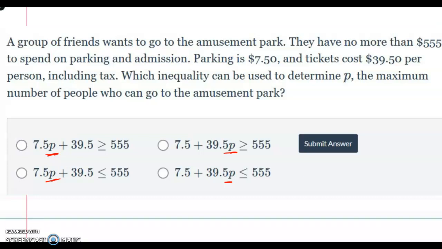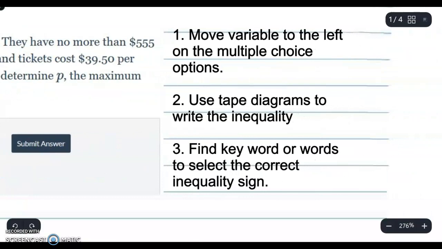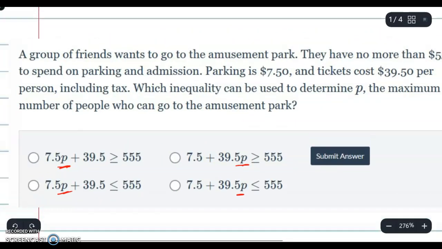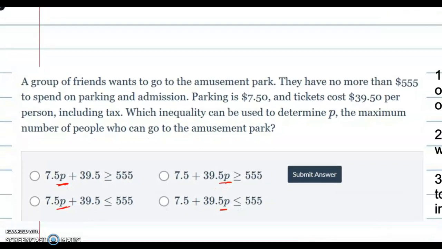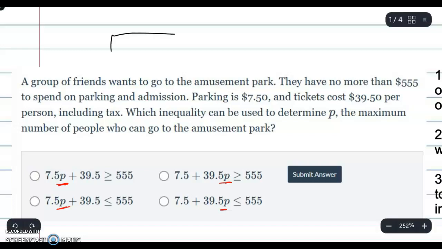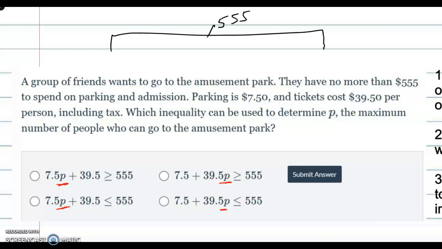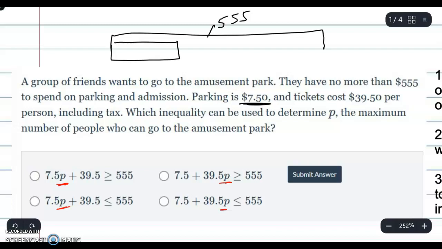Okay. Step 2. Use a tape diagram to write the inequality. So I'm gonna set up a tape diagram. First I'm gonna take the total, which is 555. It can't be no more than 555. So we got the 555 first here, and we're going to put some boxes in here to do our tape diagram. Well, we know we got the flat fee of $7.50, right? So I'm going to put a box for $7.50.